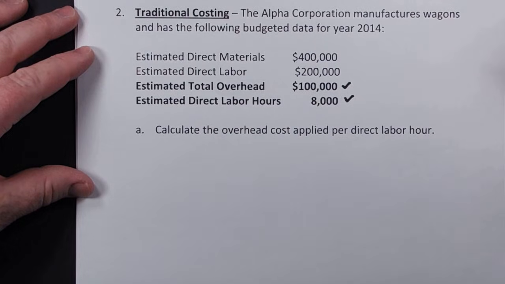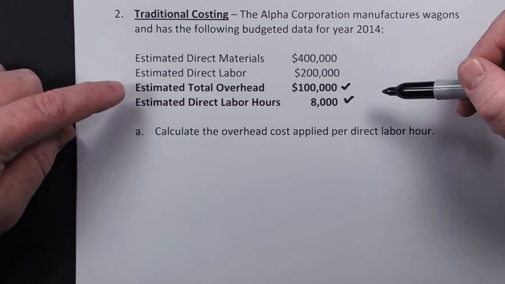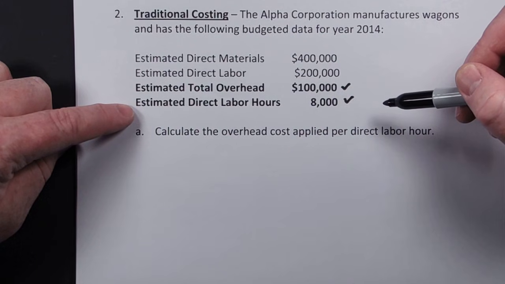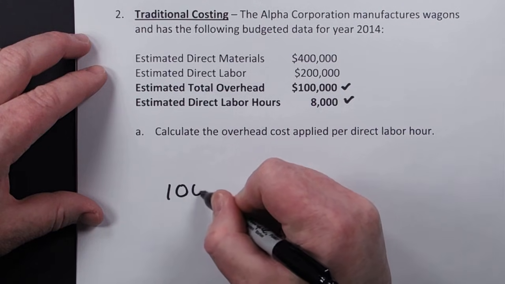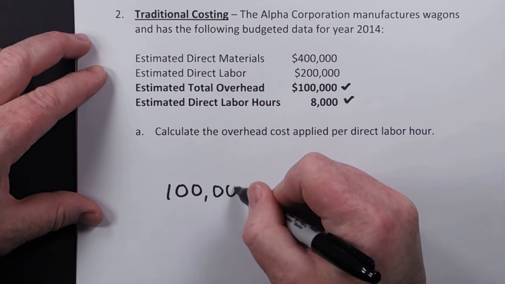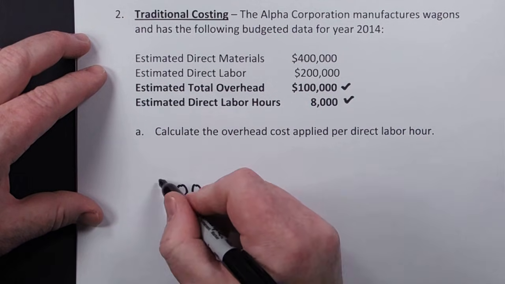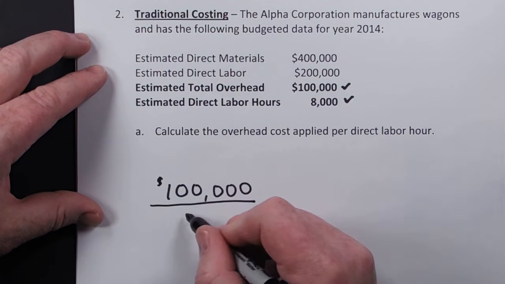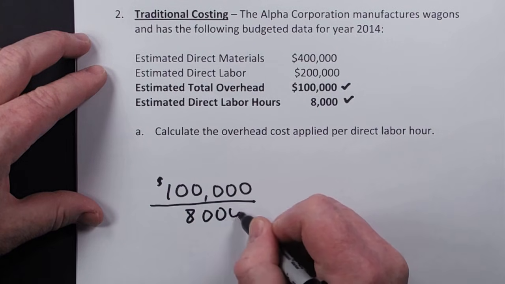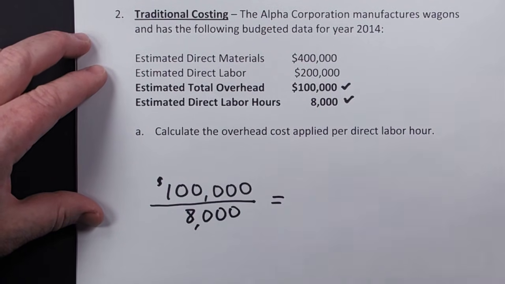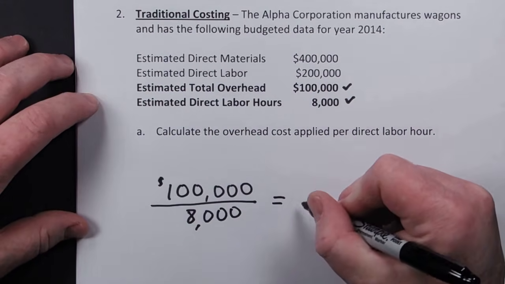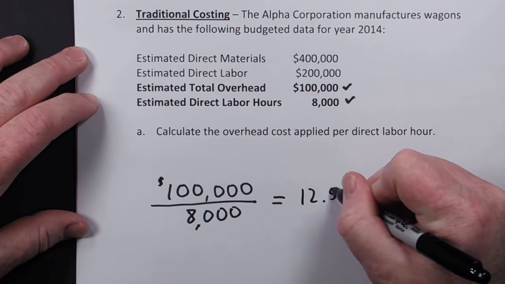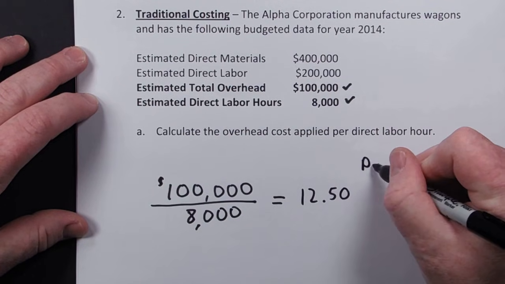We have our estimated overhead and our estimated direct labor hours. So just like on page 1, we're going to find our overhead applied. And again, for direct materials and direct labor, you usually don't have to do this. You might have standard costs for those. But for overhead, it's a must. You have to find some way to apply it because they cannot be directly tied. So we're going to take the $100,000 divided by 8,000 hours. We come up with $12.50 per direct labor hour.